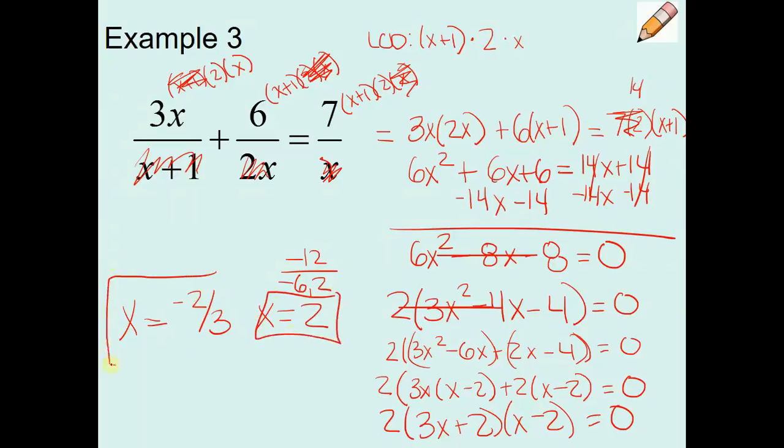Now let's make sure those both work. Negative 2/3, I'm not going to get 0 there. No and no. So this one works. X equals 2, that's going to be 3. No worries there. 4, no worries. 2 there. Perfect. No problems there. Both answers do in fact work.